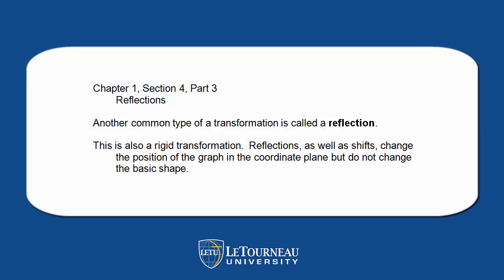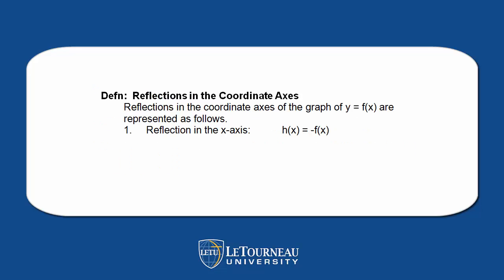Now, another type of transformation is known as a reflection. This is also a rigid transformation. Reflections as well as shifts change the position of the graph, but they do not change the basic shape of the graph. There are two reflections that we want to look at.